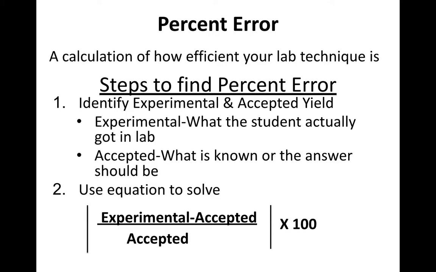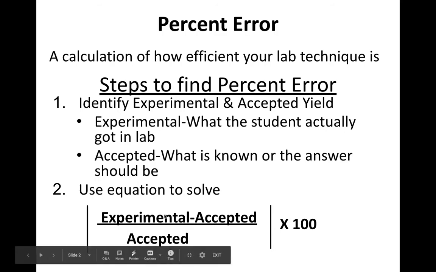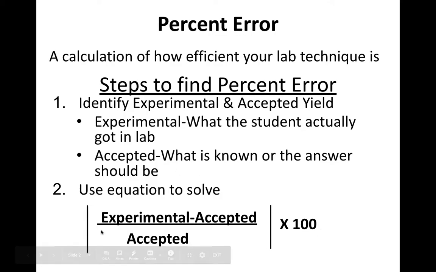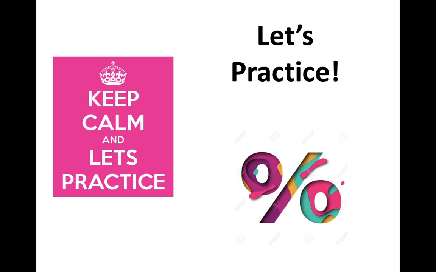The second step is to use the equation to solve. If we notice, it's experimental minus accepted, divided by accepted, and then you're going to multiply times 100. If we notice this, there are two vertical lines here, and that does mean absolute value, so the number will always be positive. All right, so let's go ahead and do some practice problems together.